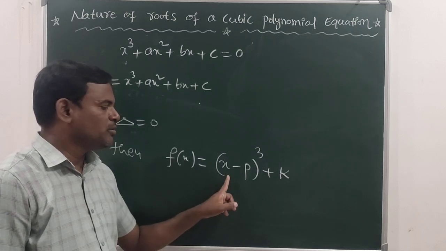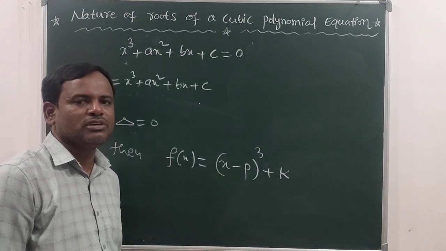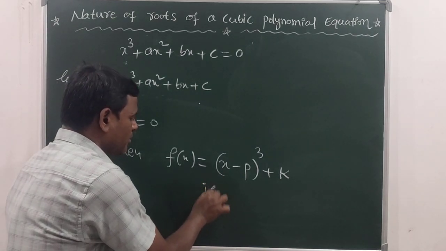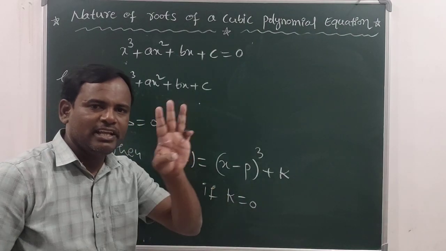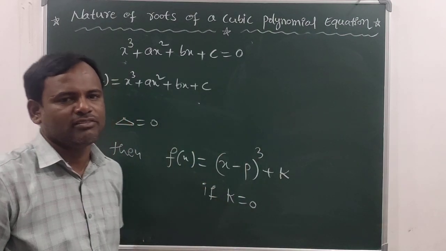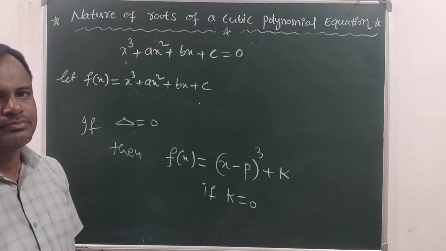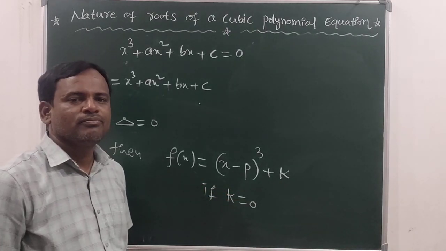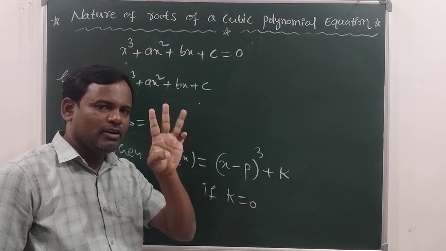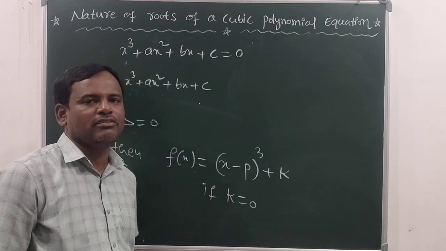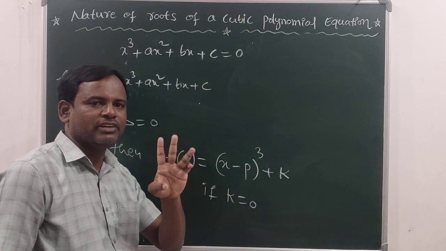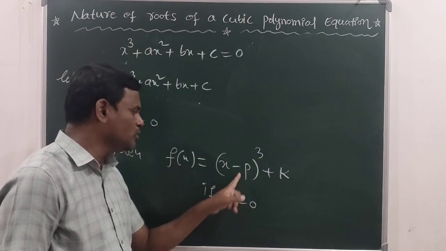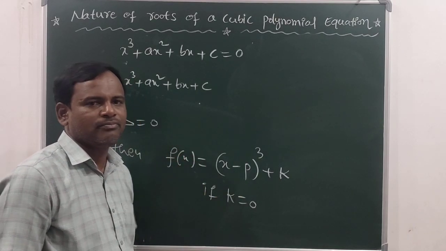Okay. So now what can you comment on the roots of this? If k is 0, then you will get 3 real roots. The 3 real roots are equal. If it is 0, then you can write the product of 3 linear factors, equate them to 0, so that you will get p.